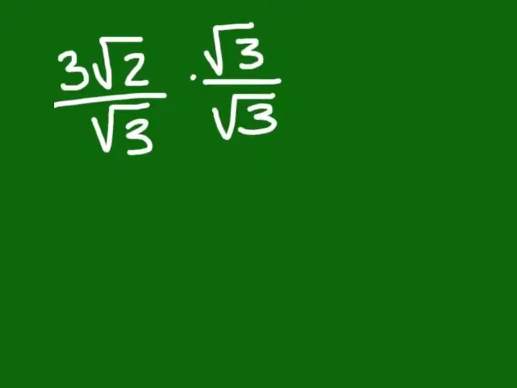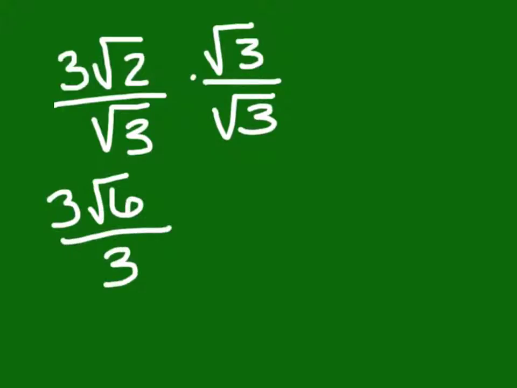For our second example, we have 3 radical 2 over radical 3. We start by multiplying by radical 3 over radical 3. So that gives us 3 radical 6 over 3. The 2 3's cancel, so all you're left with is radical 6.